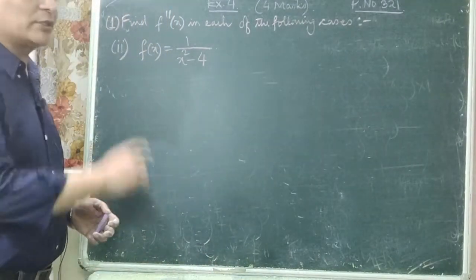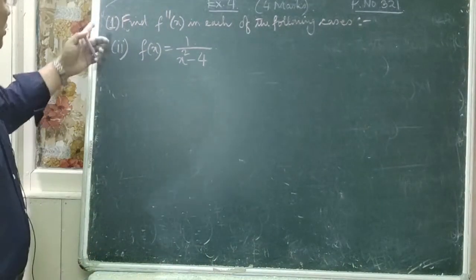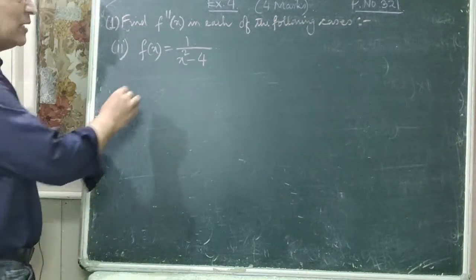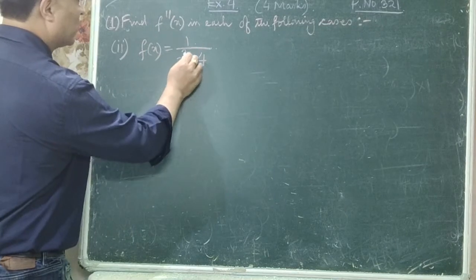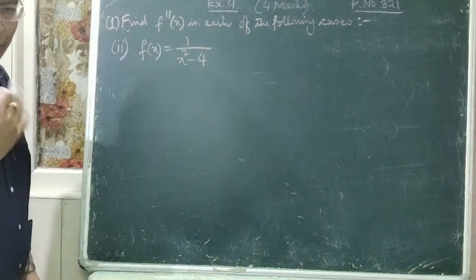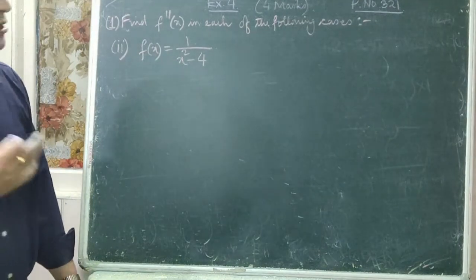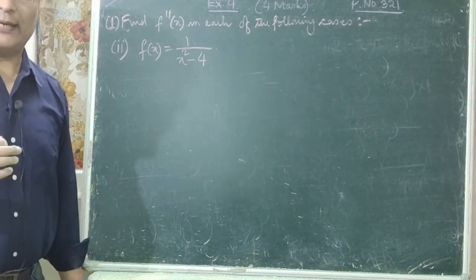So now we'll do the next question, that is number 2 of question number 1. Again, in this case, you have to find out f double dash of x. It is given f of x is equal to 1 upon x square minus 4. So first of all, you have to get f dash of x. Then only after differentiation of f dash of x, you will get f double dash of x.